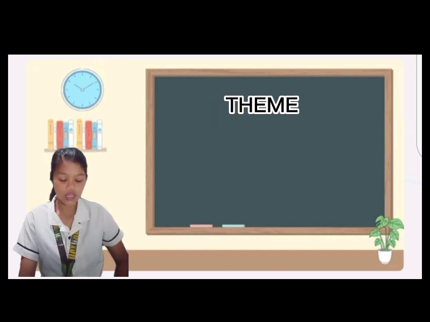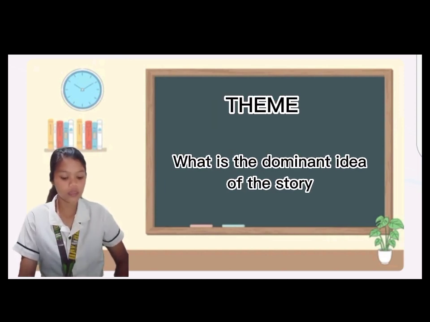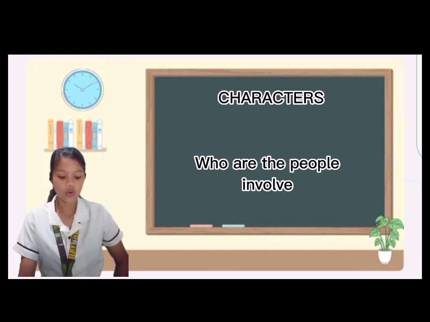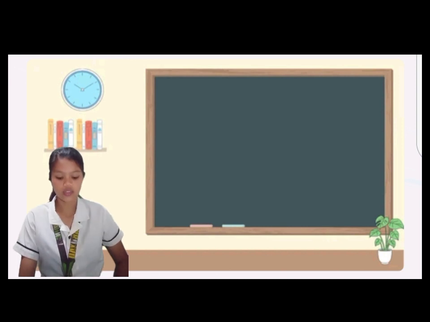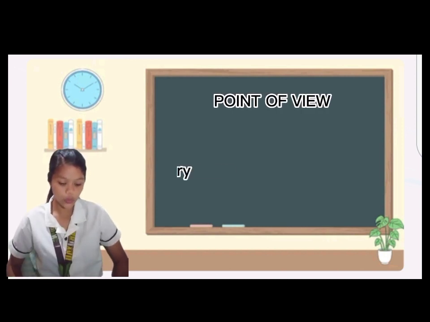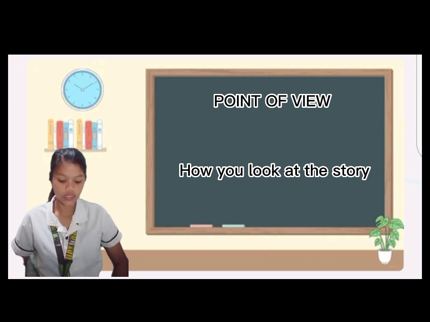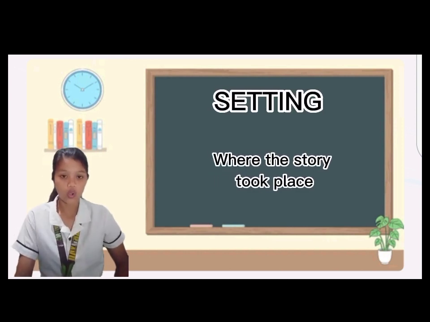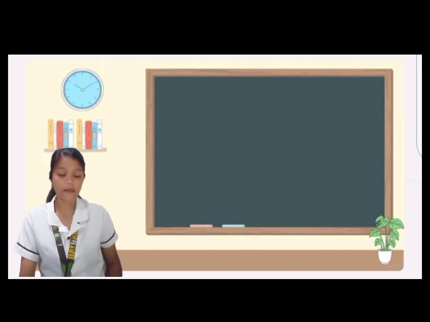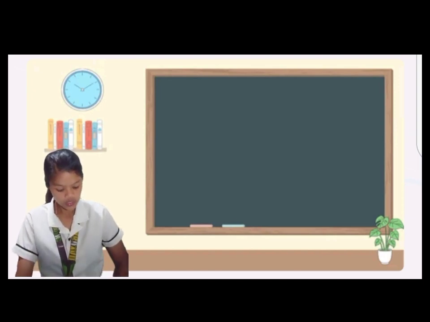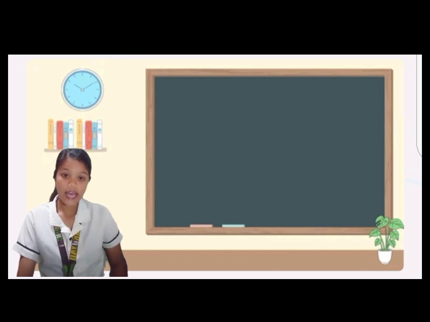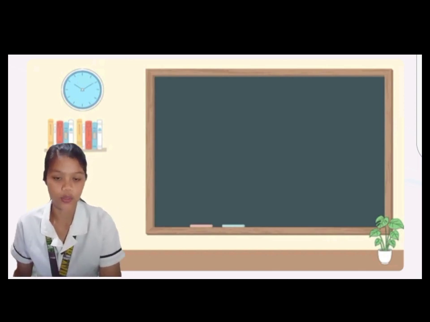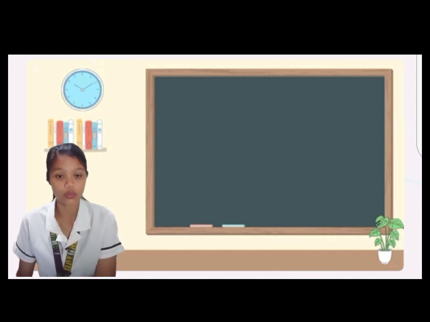Okay, so theme is the dominant idea of the story. Okay, so characters, who are the people involved in the story, and point of view, how you look at the story, and the setting, time and place where the story took place. Okay, so that's the element of the story. So let's have a short example. So I have here a story and we will read it.